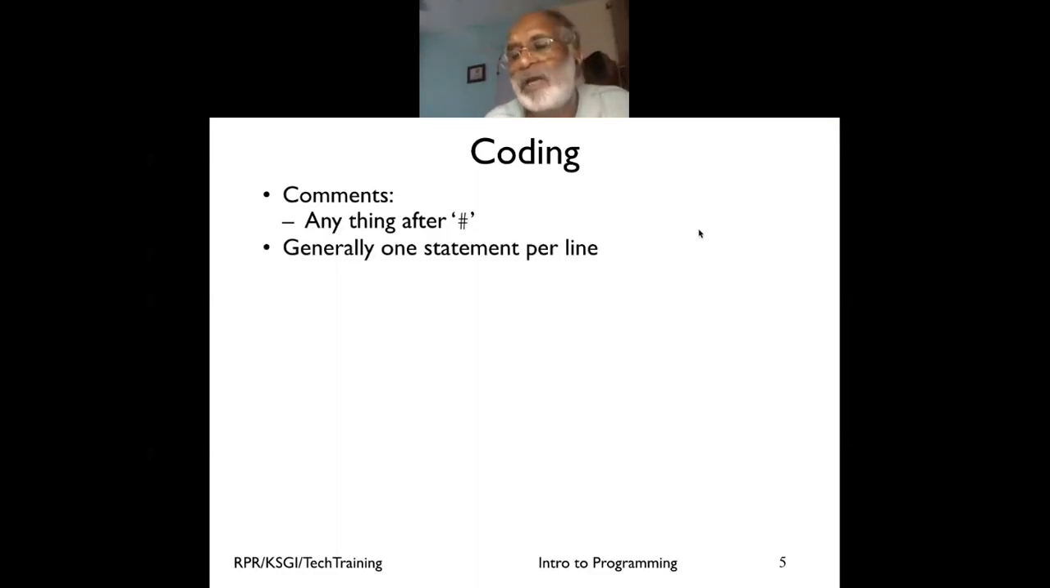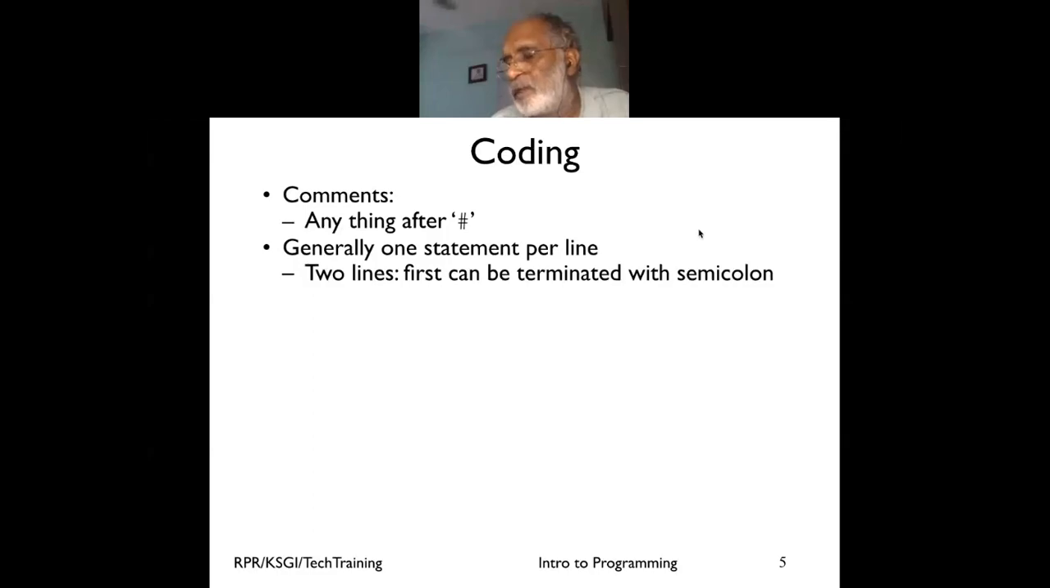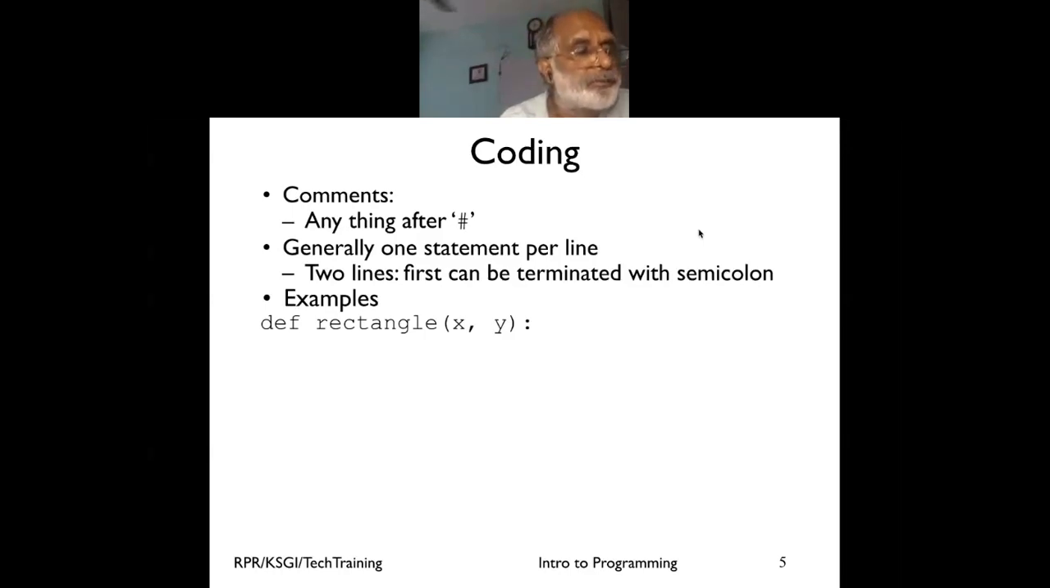A comment could be at the beginning of the line, or somewhere in the middle, but anything after the comment symbol becomes a comment. Before that, it will be code. After that will be comment, and will not be used. Normally in Python, we use 1 statement per line. But if you want to use multiple statements, you can terminate the first one with a semicolon, and then, like what we have seen, forward 90, semicolon, and then the next statement, and so on and so forth. But most of the time in your examples, you'll find one statement per line.